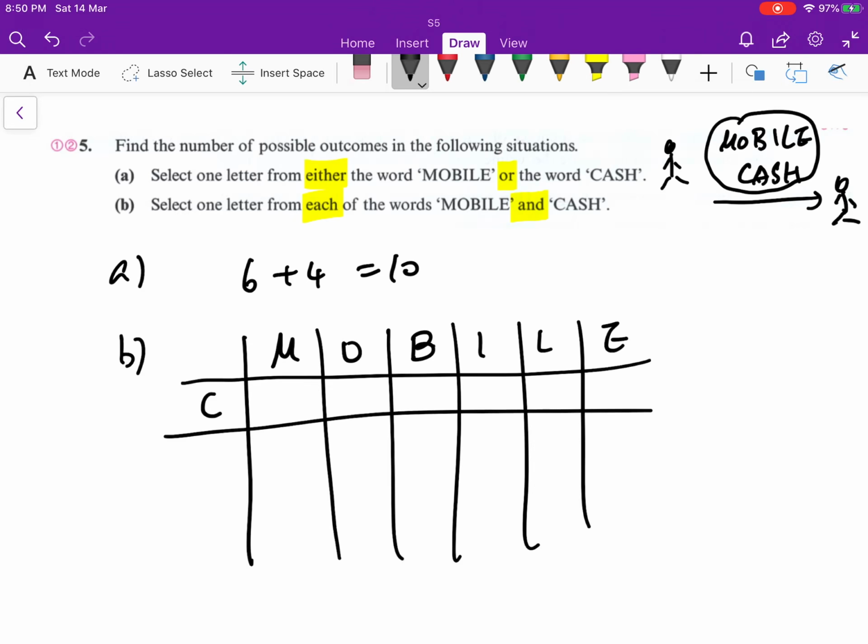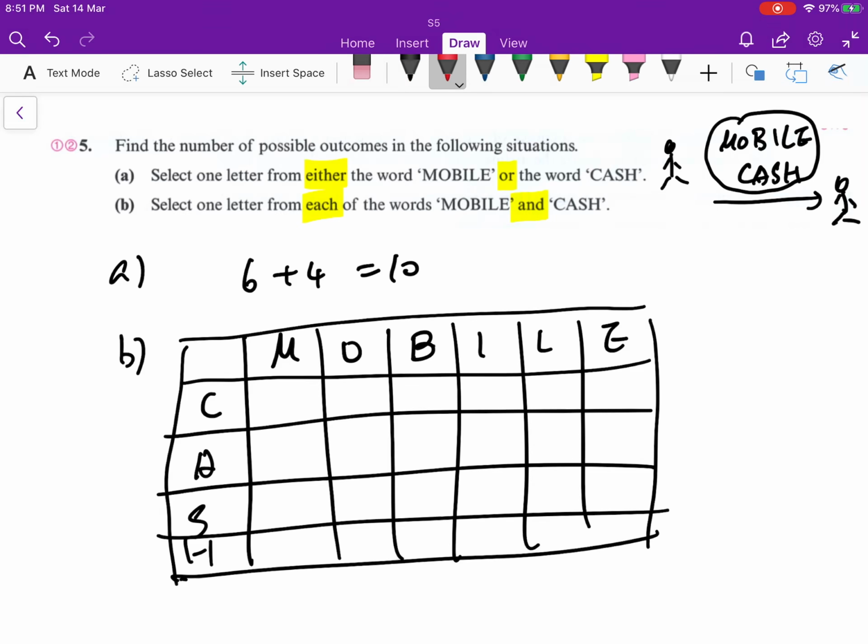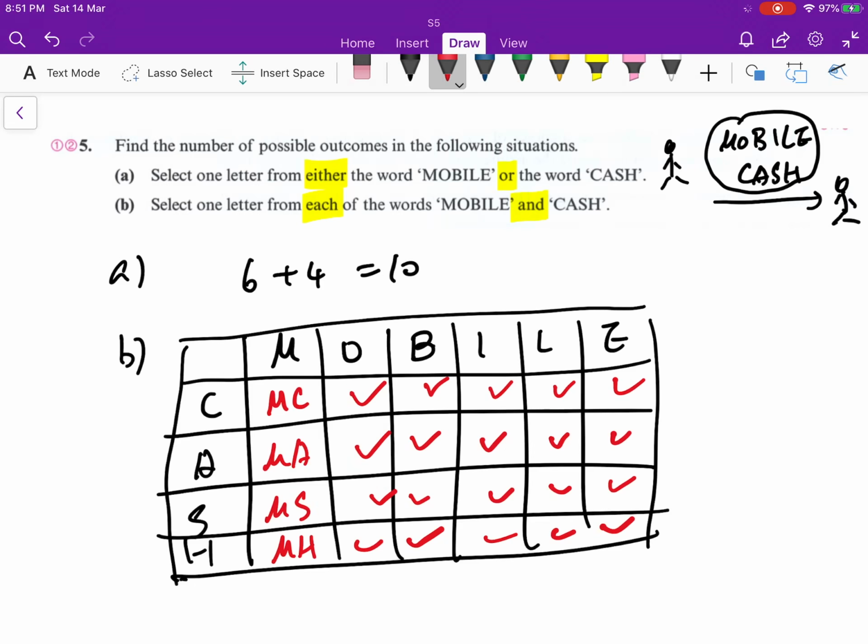So CASH, okay? So here will be your total outcome. For example, first one will be the MC, MA, MS, and MH. Then you count totally how many outcomes you have. If you're capable, you just count one by one.